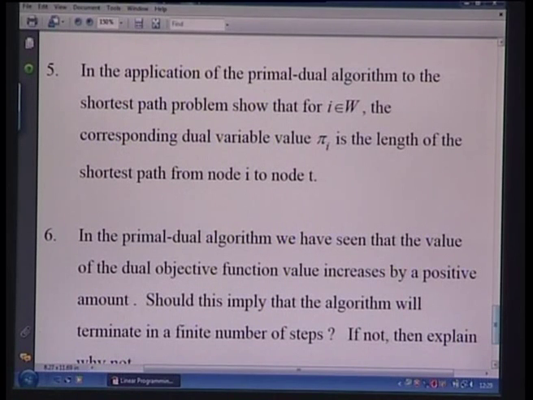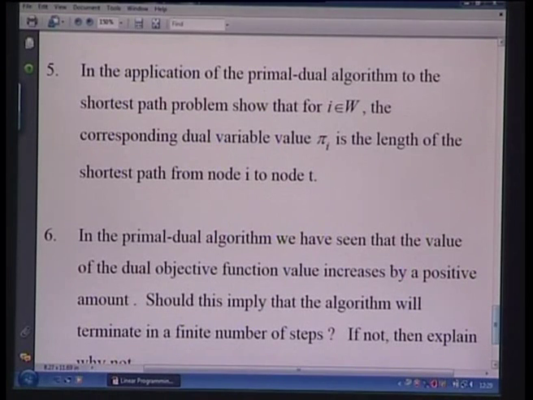In the primal dual algorithm, we have seen that the value of the dual objective function increases by a positive amount. Yes, because when you continue with the primal dual algorithm, the restricted primal objective function value is positive. That is why you continue, you modify the dual solution, because as long as the restricted primal objective function value is positive, you do not have a feasible solution for the original problem. So, then you modify your dual, and that means that your objective function value for the dual is increasing by a positive amount at each iteration. So, this should imply that the algorithm will terminate in a finite number of steps, but when should that happen?